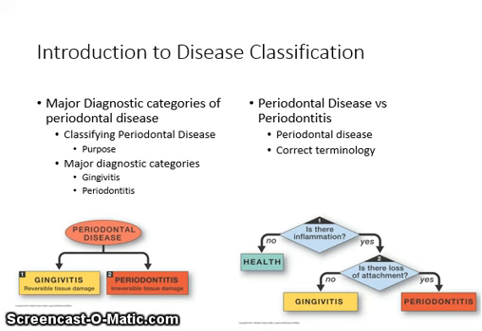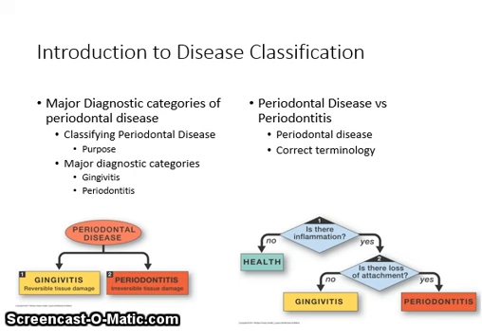If the periodontal disease infection is limited to gingival tissues, it is called gingivitis. If the infection involves all structures of the periodontium, it is called periodontitis. The illustration on the lower right shows a decision tree which is used to decide what category or classification to use. The first question, is there inflammation? If the answer is no, then we have health.